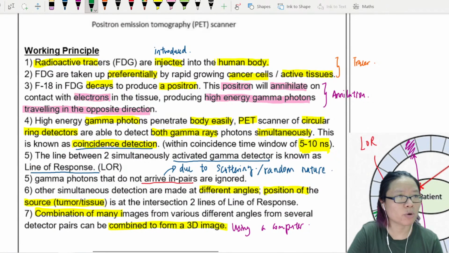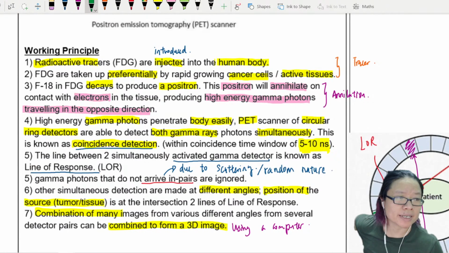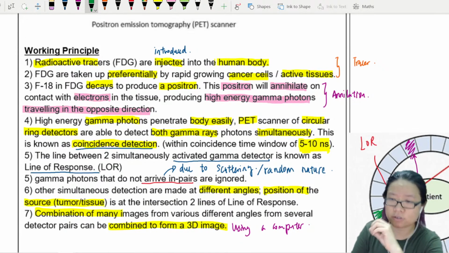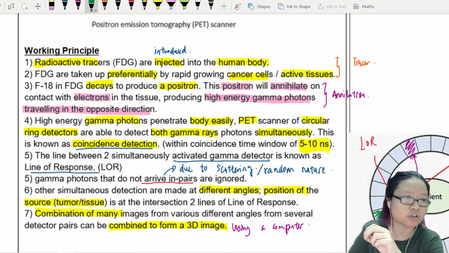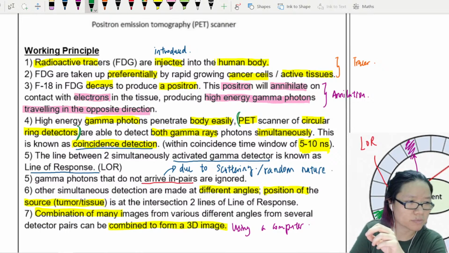So I think the important thing that you should mention in the scanning, besides the tracer and the annihilation, is that you have a PET scanner of circular ring detectors. Talk about the setup. Then the second thing that you should talk about is the coincidence detection.